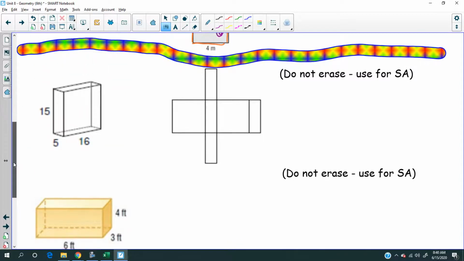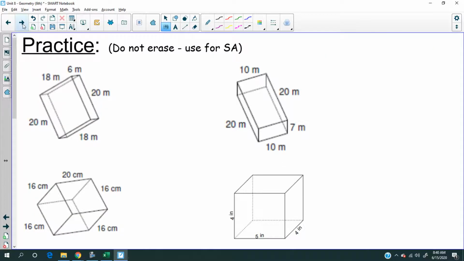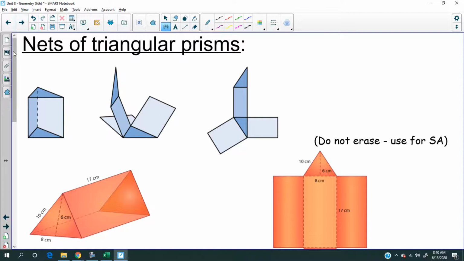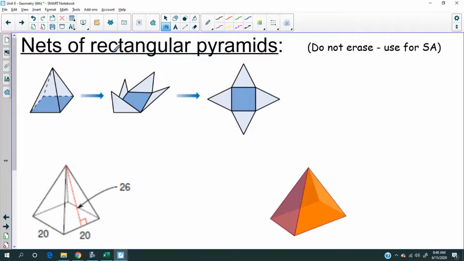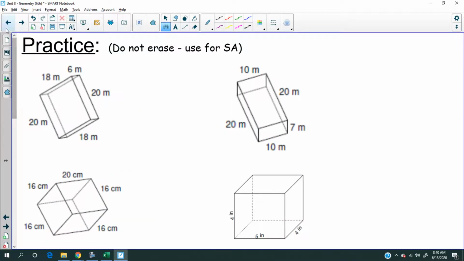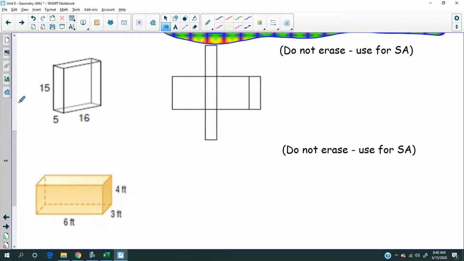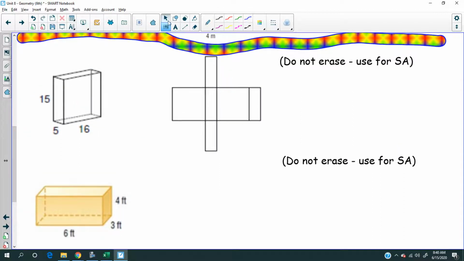I'm not going to go too fast here, because out of the 3 shapes, a rectangular prism is the toughest one. Triangular prisms are kind of in the medium spiciness category, and when you get to rectangular pyramids, it's super duper easy. So let's spend a little bit more time on this right now. Let's try one of these together.